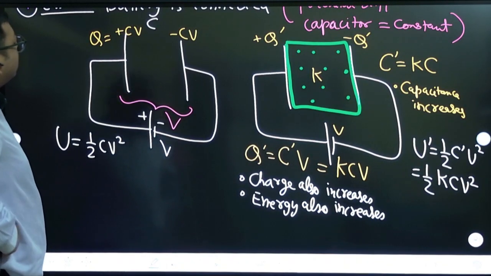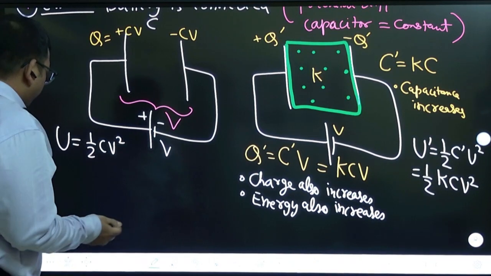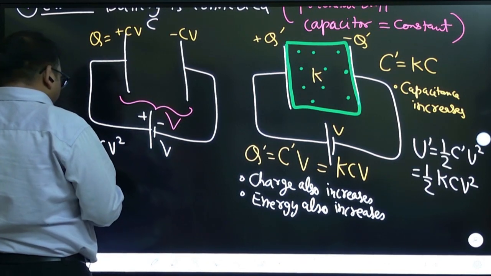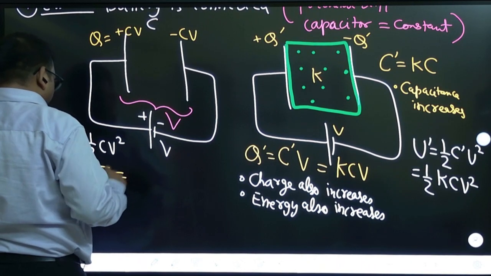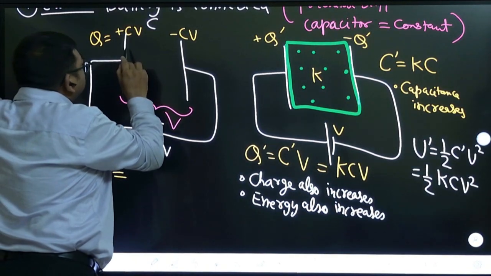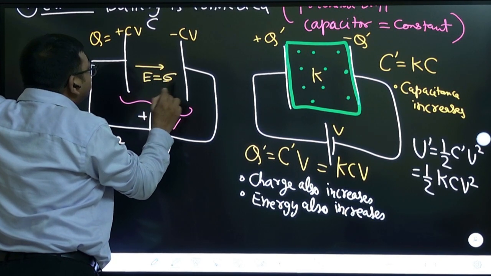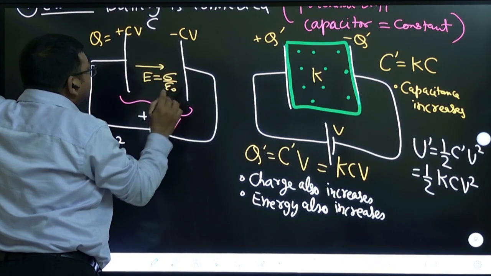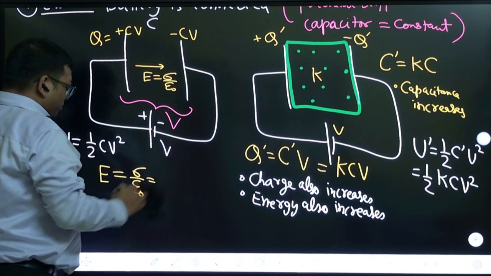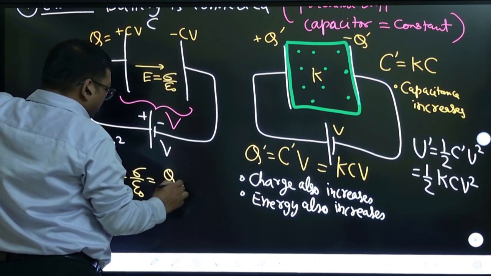Okay. Then what else? What about the electric field? Previously, how much was the electric field? Whenever the idea of electric field comes, because there is positive and negative charge, you know the electric field is sigma by epsilon naught. Remember this formula, okay? Sigma by epsilon naught. So sigma is what? Charge by area. Charge q by area.